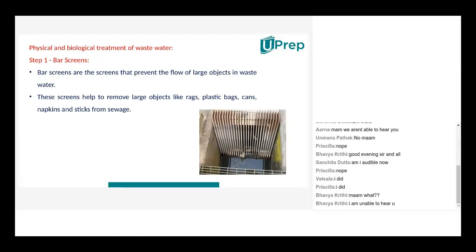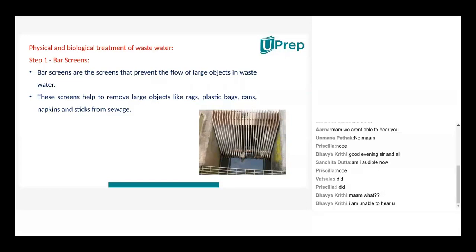Process, right? So as we studied, it is a physical, chemical and biological treatment of water, right? So let's see step by step. They said it's a step by step procedure. So let's find out what is the step by step procedure. So what is the first step? Umana, can you please read out the first step?